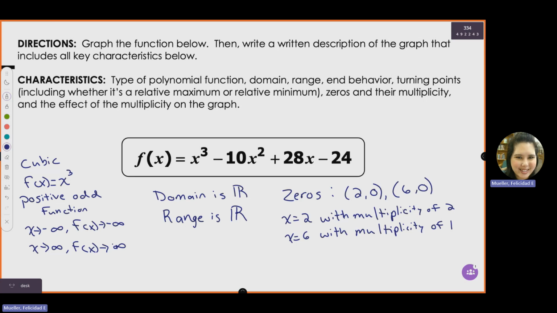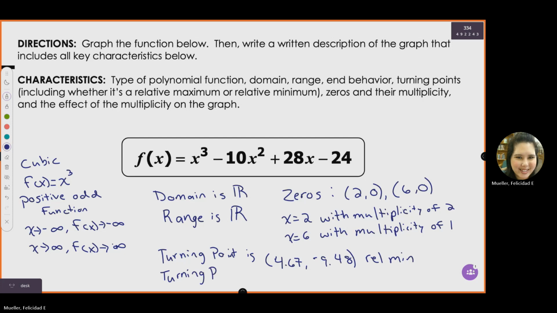My turning point, I have 2 turning points, I'm sorry. One is at (4.67, -9.48), and this is a relative min. I have another turning point at (2, 0), and this is a relative max.